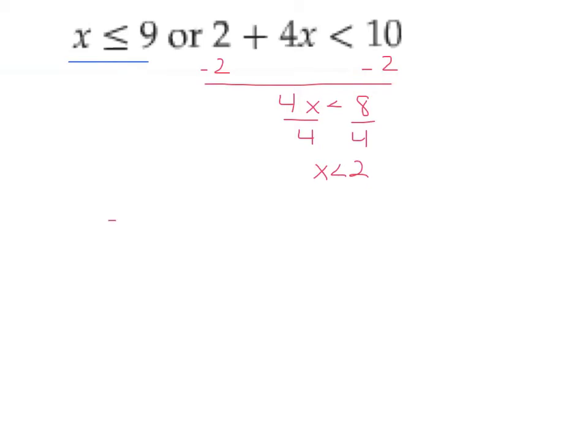All right, and I'm going to go ahead and do my number line here. And I've got 2, 3, 4, 5, 6, 7, 8, 9. All right, and I'm going to continue to do the x is less than or equal to 9 in blue.